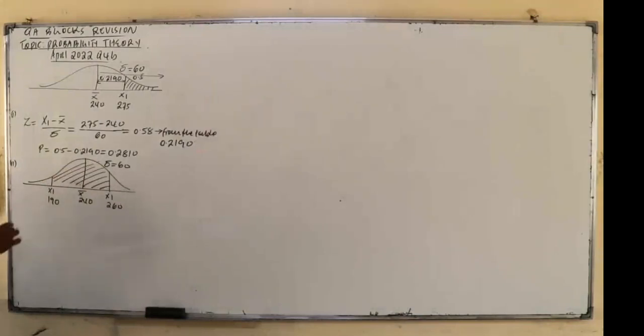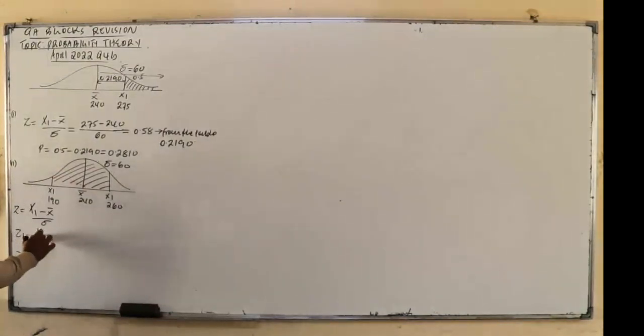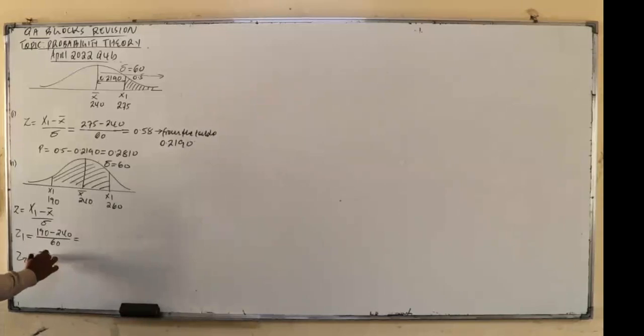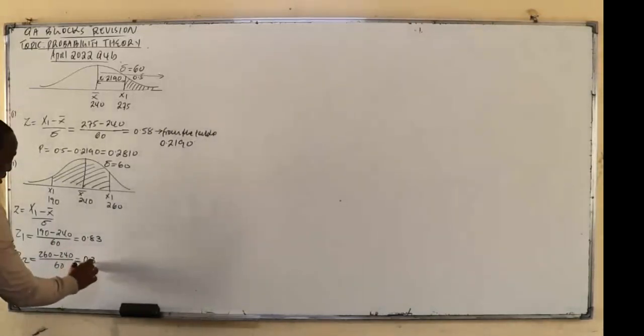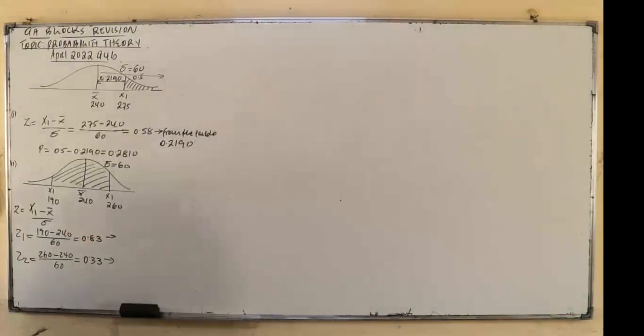So in this case, we have to compute two z's. Z is equal to x1 minus x bar over standard deviation, z1, z2. 190 minus 240, standard deviation is 60. Now this one will be 260 minus 240 divided by 60. Ignore the sign. 0.83. Over 60 is a third. A third is 0.33. Then read it from the table.